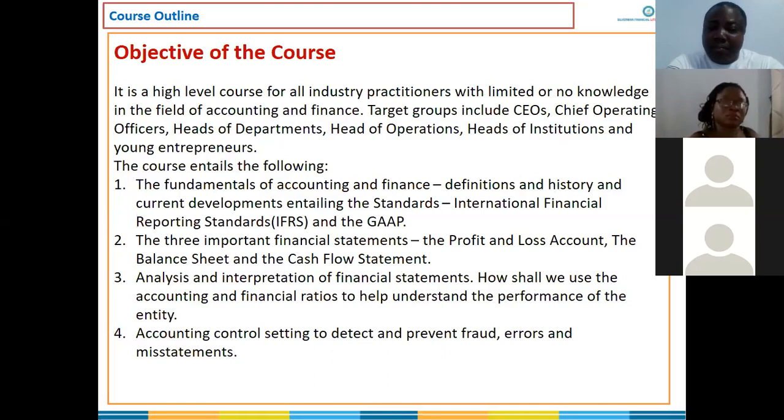We will be looking at that possibly tomorrow, not today. Then we will look at the three important financial statements: profit and loss account, the balance sheet, and the cash flow statement. That's going to be possibly for tomorrow. Then analysis and interpretation of financial statements. How shall we use the accounting and financial ratios to help understand the performance of the entity? And then number 4, accounting control setting to detect and prevent fraud, errors, and misstatements in our organizations. So that is the objective of the course.